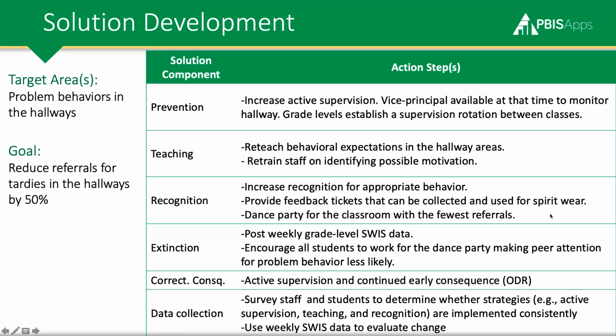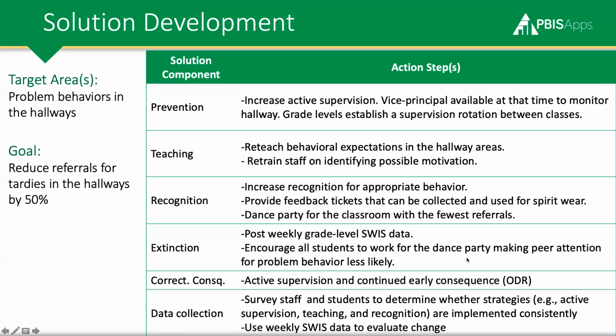Here's their recognition. They were going to increase recognition for appropriate behavior. So that means use those school-wide reinforcers and really make sure we're handing those out at a high rate to students who are behaving appropriately in the hallway. They're going to provide feedback tickets to students. So those recognition, those reinforcers, whether it's a ticket or a token, that kids can use to purchase spirit wear at the school. And they were also going to have a dance party for the classroom with the fewest referrals. So they kind of work that into their plan.